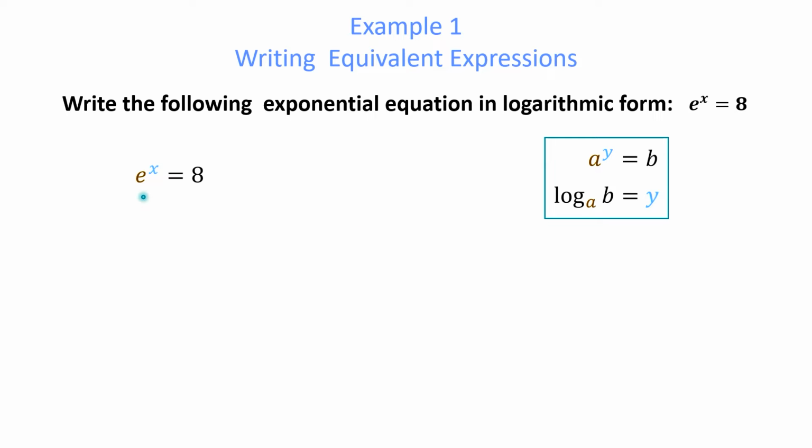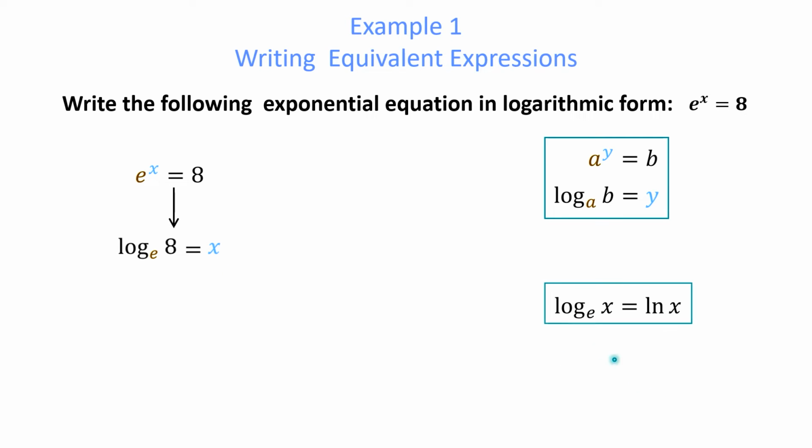So applying this to our exponential equation, we get the following. So we write down log base e of 8 equals x. So you can see that the base e corresponds to the base e here, and the exponent x here is written on the right hand side. Now remember, we can abbreviate this further. So log base e of x can be written like this. So we can replace log base e with ln and abbreviate it as the natural log of 8 equals x.